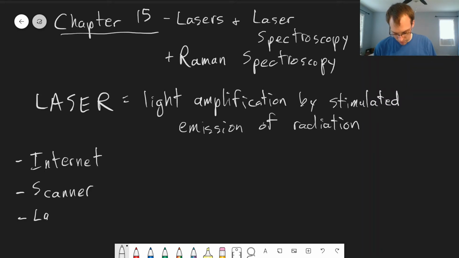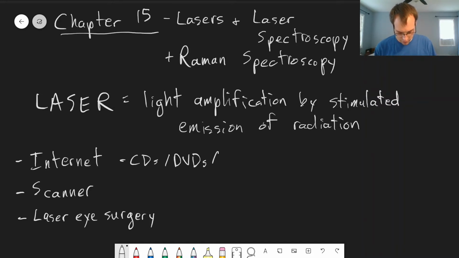Laser eye surgery. So lasers have turned out to be incredibly useful in medicine. Not laser eyes, laser eye surgery. And so those are just a few of the broad societal impacts. CDs, DVDs, Blu-rays, those all rely on lasers to be able to read the information off of the discs.